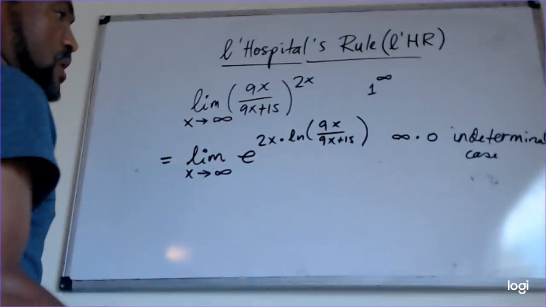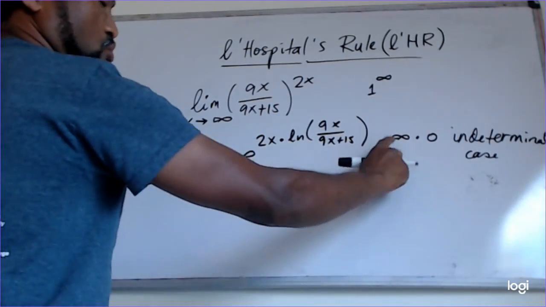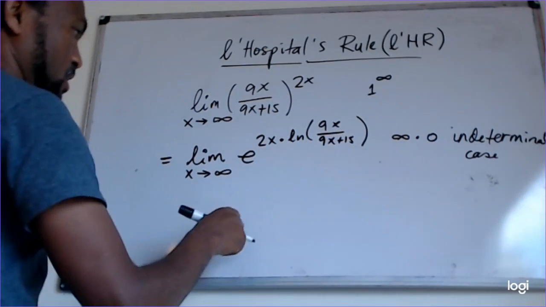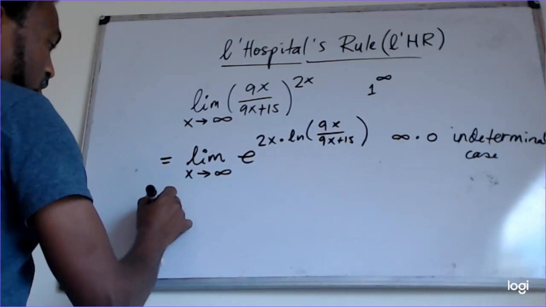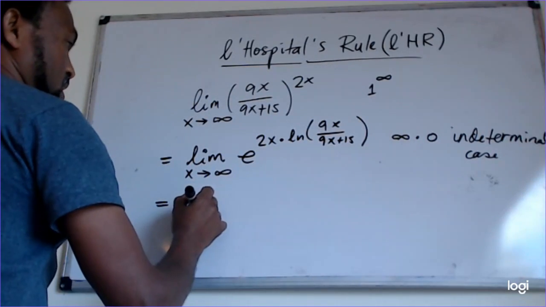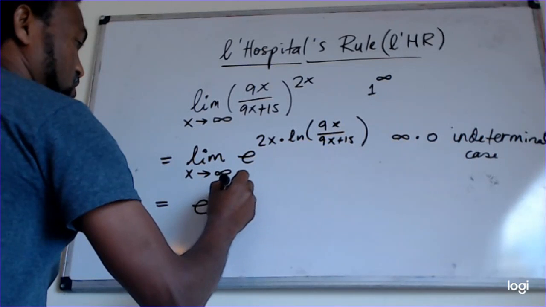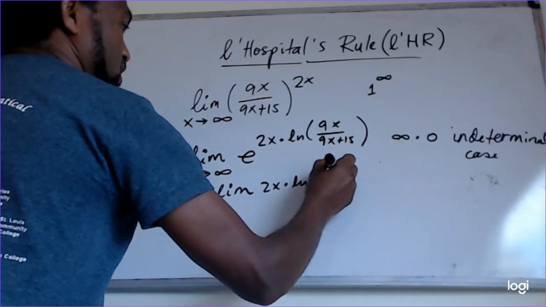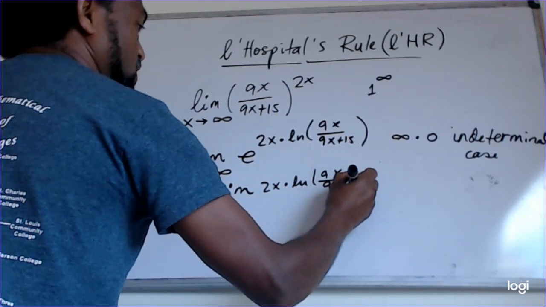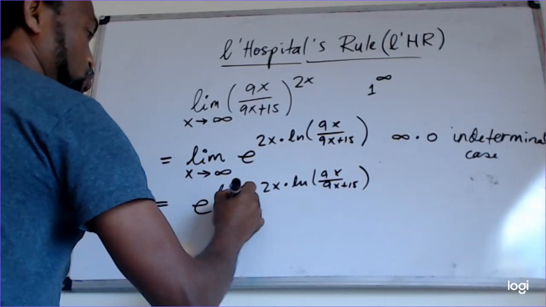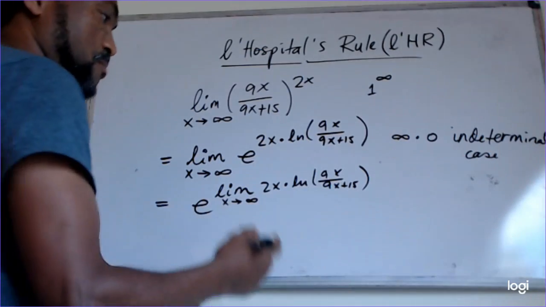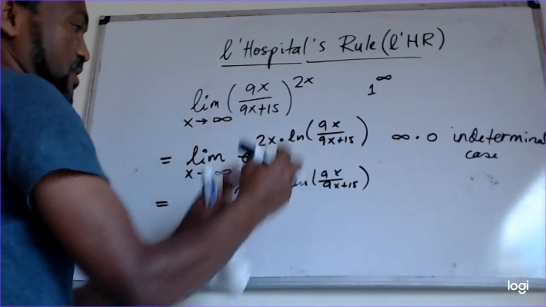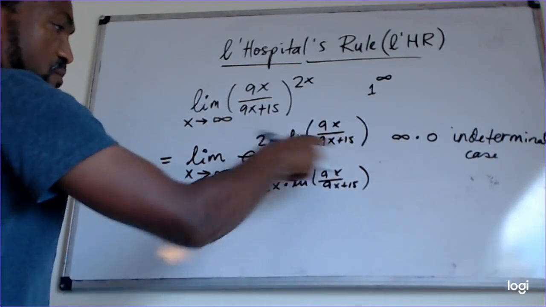I'm almost there now. I can change this one easily into 0 over 0 form. So the way I would do it, I will first, of course, using properties of limits, change this one into e to the power of the limit of 2x times natural log of 9x over 9x plus 15 as x approaches infinity. So this is a property of limits where the limit goes to where there is x, where it's applicable. So e to the power of this number.